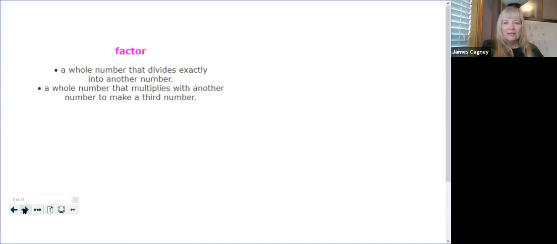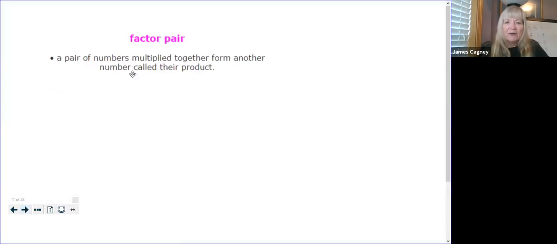A factor is a number that divides into another number without a remainder. Or if I'm talking about a whole number like 10, factors of 10 are 1 and 10 because 1 times 10 is 10. Or 2 times 5 are also factors of 10 because 2 times 5 is 10. So 2 ways I can look at factors. Factor pair we just talked about. There are pair numbers that multiply together to give me another number.